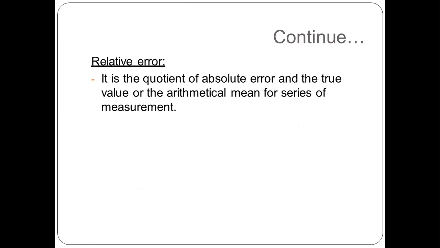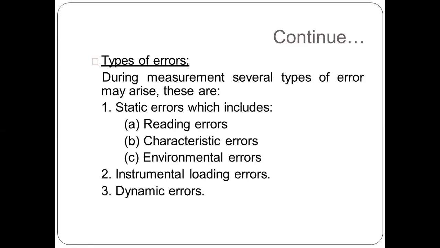Now relative error. It is the ratio of absolute error to the true value or the arithmetic mean of various measurements. That part, relative error, we will discuss in detail under random error. These are some other types of error, different from your systematic and random error. The systematic and random error I will explain in the next PPTs.